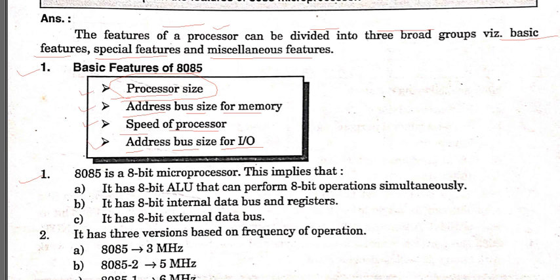ठीक है, तो प्रोसेसर साइज जो है वो रिलेटेड है कि कितने बिट का डेटा प्रोसेसर एट ए टाइम यहाँ पे प्रोसेस कर सकता है. तो 8085 जो है वो 8 बिट माइक्रो प्रोसेसर है.